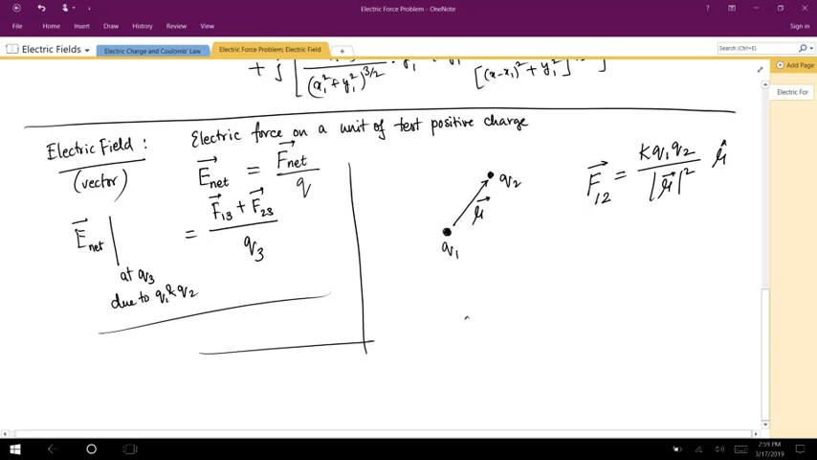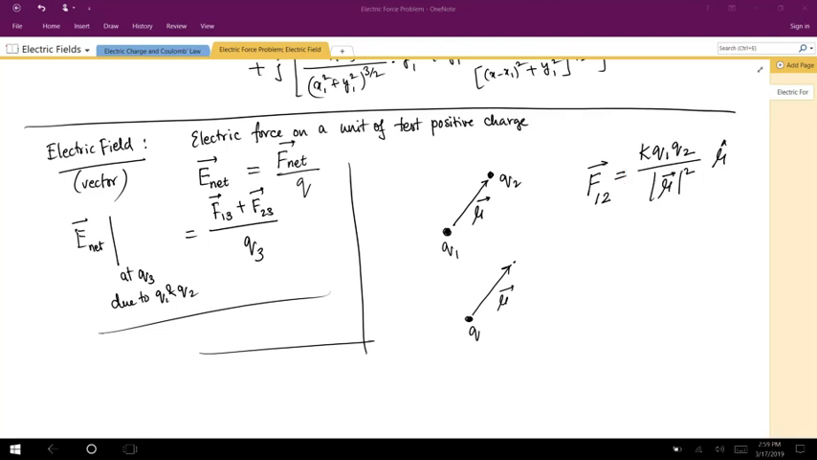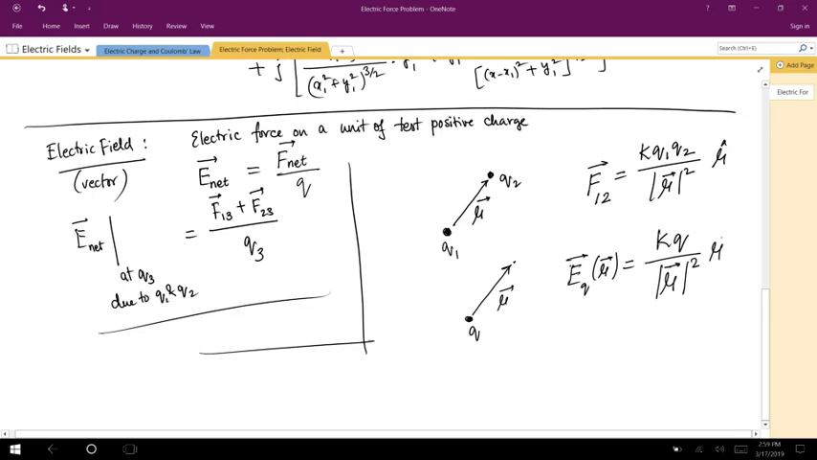So what I want to say is now I just have the charge q, and I'm trying to measure the electric field at a distance r vector. It's kind of similar to this, except now I have to put a unit test charge, find the force, and divide it by the test charge. Well, the test charge is 1, so anything divided by 1 is itself. So we can say that the electric field due to Q at radius vector r is equal to KQ. There's no second charge, there's just the charge Q: KQ divided by r vector squared times r hat.